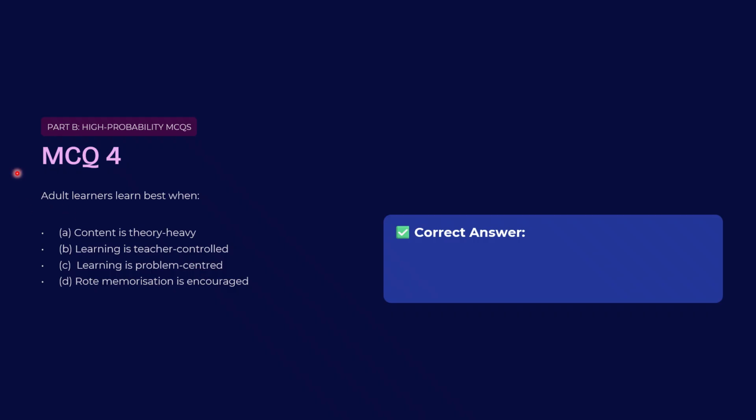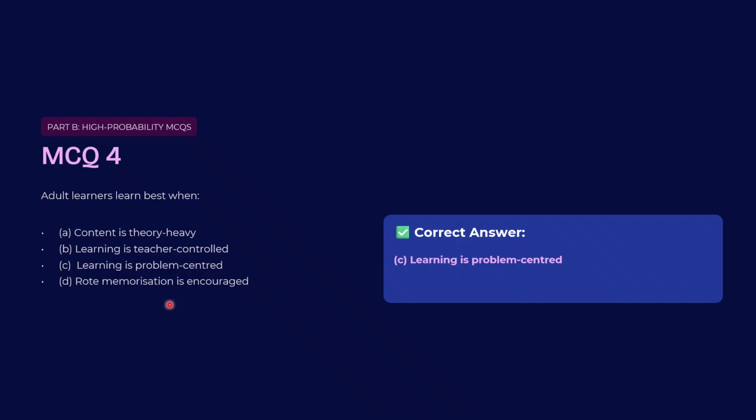The first option is content is theory heavy. This option is wrong because adults do not prefer lengthy theoretical explanation. They want practical applications and real life examples. And next, option B, learning is teacher controlled. This option is also incorrect because adults prefer self-directed learning. The teacher acts as a facilitator rather than controlling every learning activity.